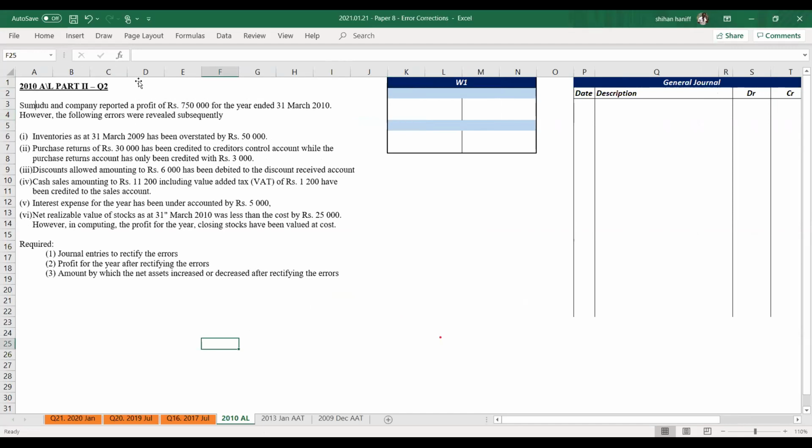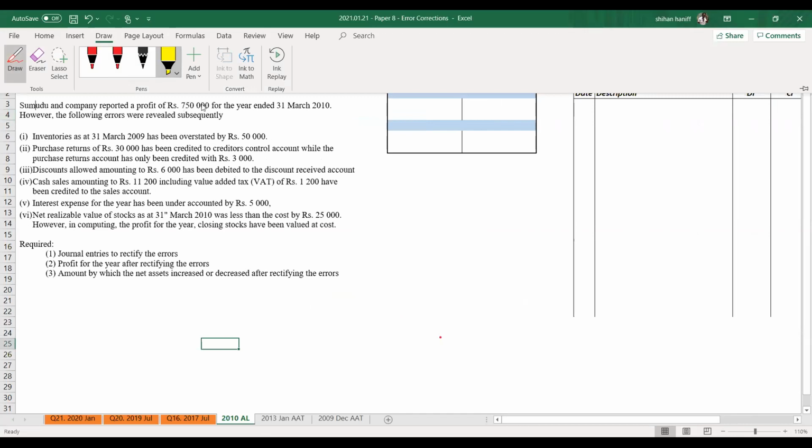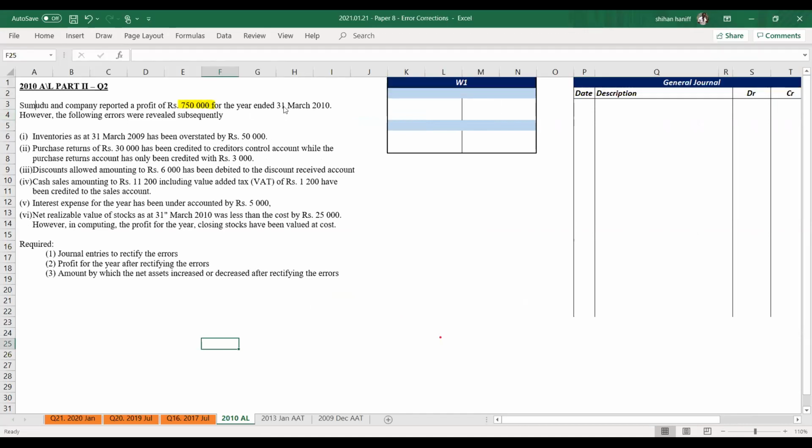Sumudu and Company reported a profit of 750,000 for the year ended 31st March 2010. So that's the reported profit. However, the following errors were revealed subsequently. There are 6 errors. Required: journal entries, profit for the year after rectifying the errors, and the amount by which the net asset increased or decreased after rectifying the errors.